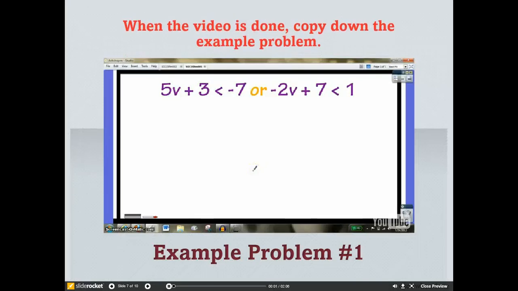Let's take a look at the following compound inequality. 5v plus 3 is less than negative 7, or negative 2v plus 7 is less than 1. So what we're looking for is any value for v, in fact all values for v, that would make either the first inequality over here or the second inequality true. So what we basically do is we solve them like any other inequality, just one at a time.